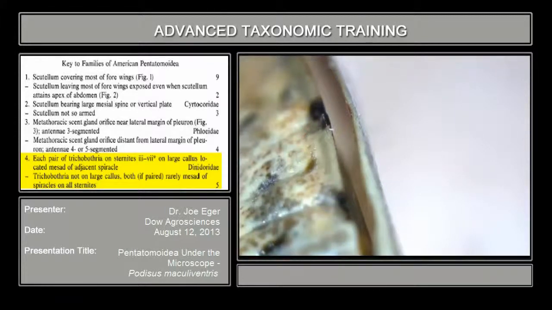If you can't find them, sometimes looking at the bug on an angle helps to pick up those little sensory hairs coming out of the trichobothria. You can see those hairs sometimes, but it's very tricky and difficult to see. So obviously the trichobothria are not on a large callus. They're just sitting there, not surrounded by any type of callus. And that takes us to couplet number five.